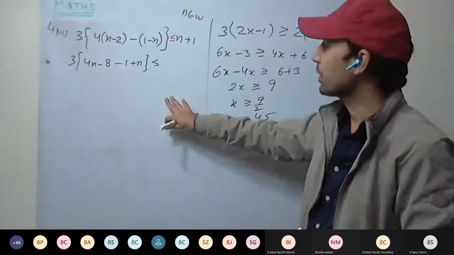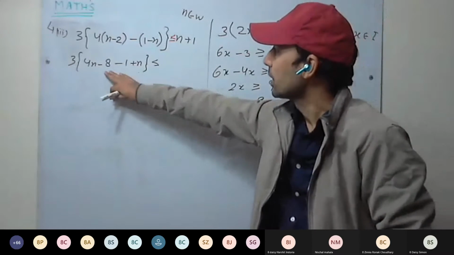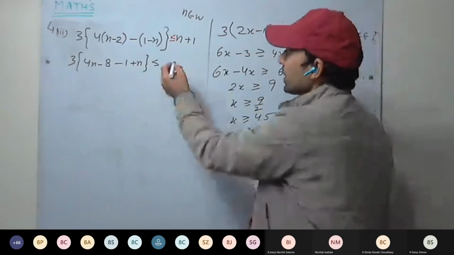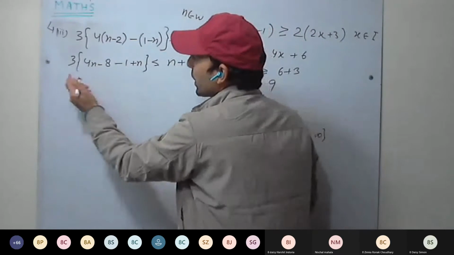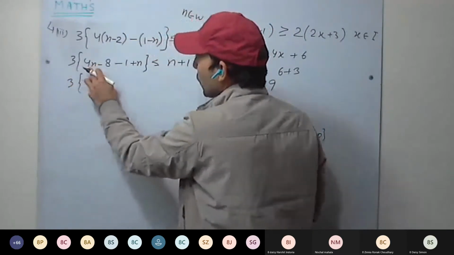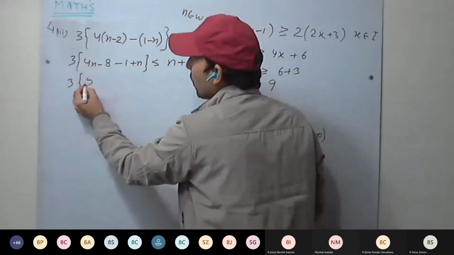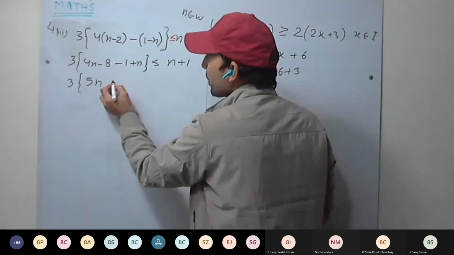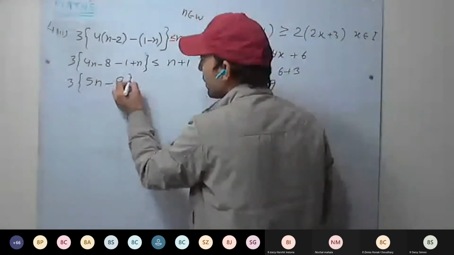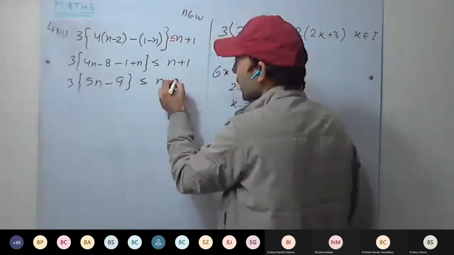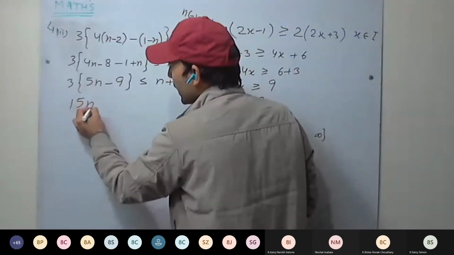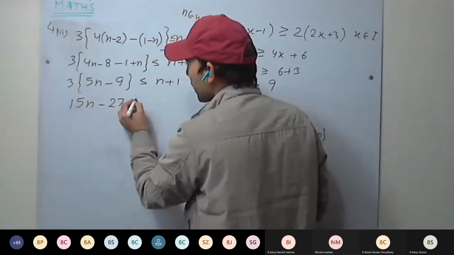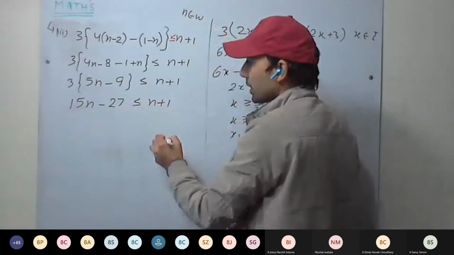The remaining questions, try to solve as homework, and if you don't get them, we'll discuss on Monday. Okay. And this side, n plus 1. Now solve within the bracket. 4n plus n is 5n, minus 8 minus 1 is minus 9, less than or equal to n plus 1. Open the bracket now. 3 fives are 15n and minus 27, less than or equal to n plus 1.